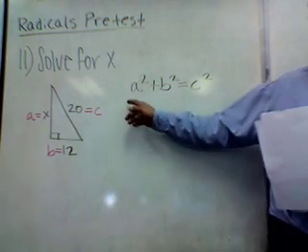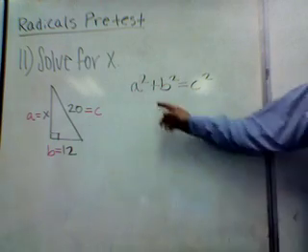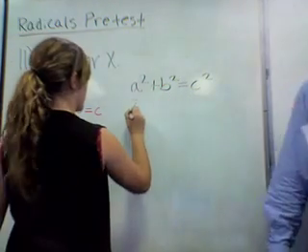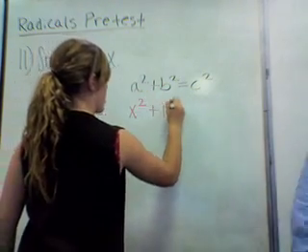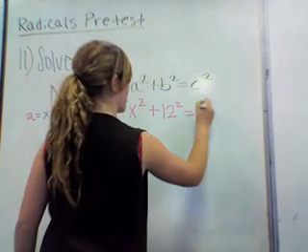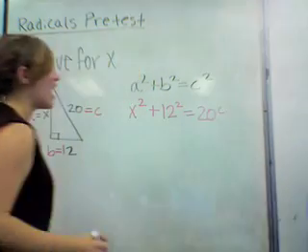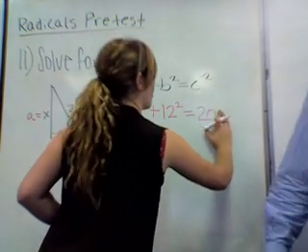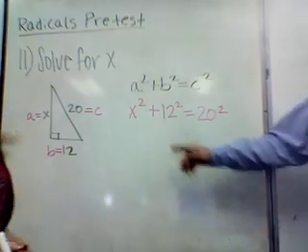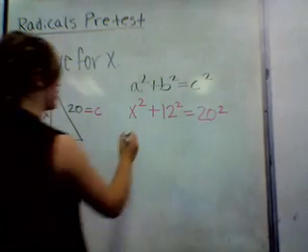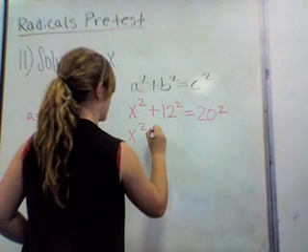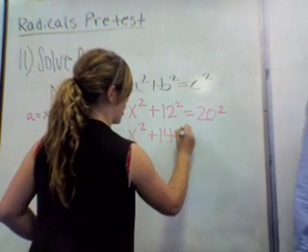There we go. So now we write this in. We've got X squared plus 12 squared equals 20 squared. And then we solve it. The only hitch with this is you're going to have to solve for X when we have X squared. So we've got X squared plus 144 equals 400.